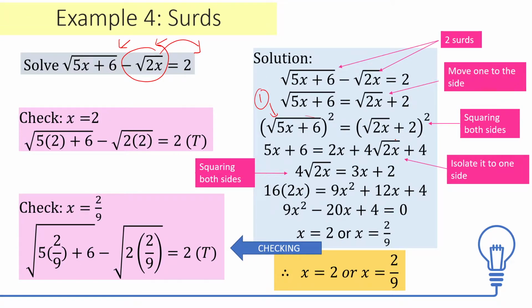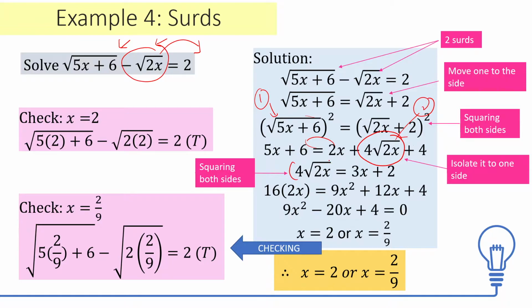Yes, we do still have our second surd. Doesn't matter. We repeat our strategy. Keep our surd on one side, that is, this is on the right hand side. 4 plus 4 surd 2x. 2x plus 4 we shift to the other side. We have 4 surd x equals to 3x plus 2.